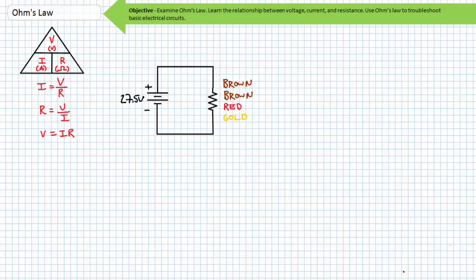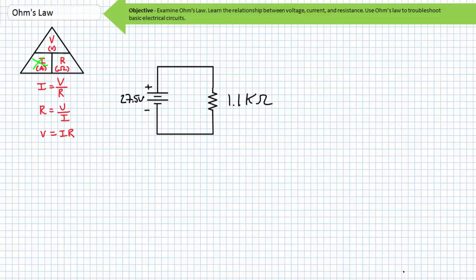A resistor with a 4-band color code of brown, brown, red, gold is a 1 for the first digit, 1 for the second digit, and it's followed by 2 zeros. In this case, it's a 1.1 kilo ohm resistor and has a plus or minus 5% tolerance as indicated by the gold band. We're just going to go ahead and assume that this is its nominal or nameplate value at 1.1 kilo ohms. What is the current through a 1.1 kilo ohm resistor when there is 27.5 volts across it?